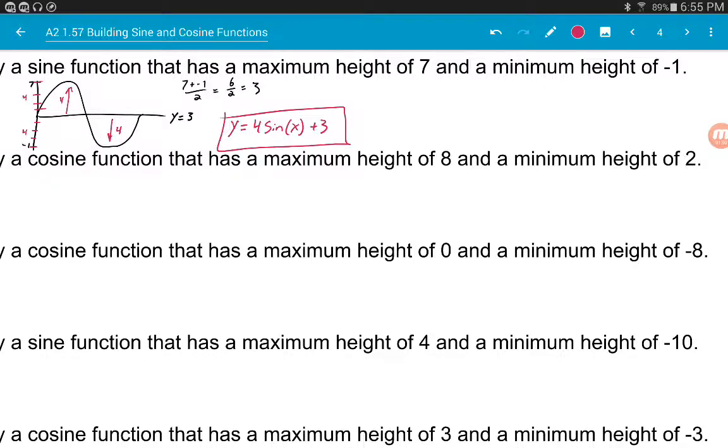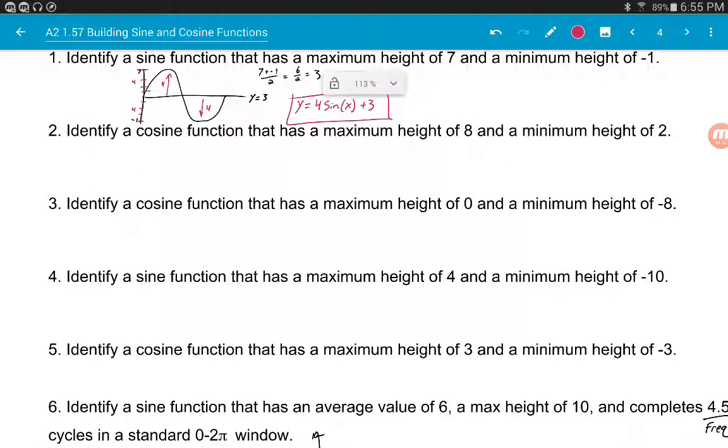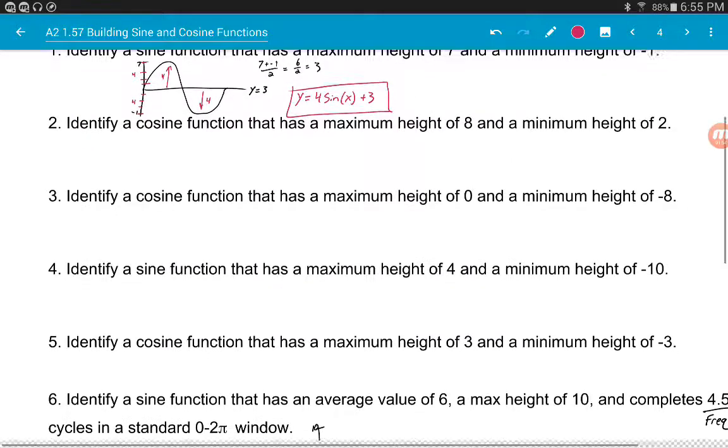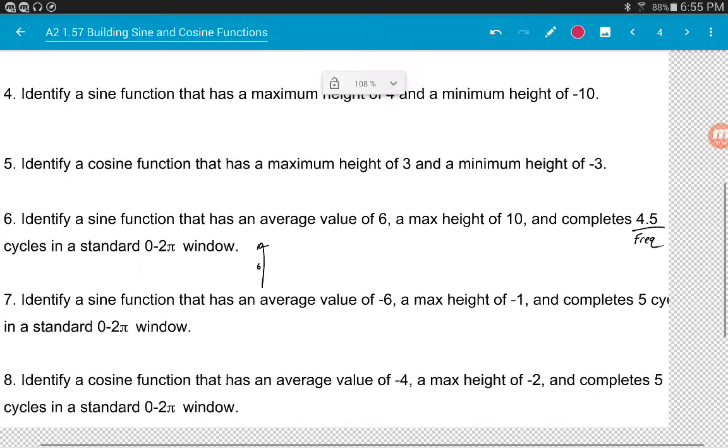Cosine function is exactly the same way. This one's exactly the same way, maximum, minimum. So let's go to a function that's a little bit different.